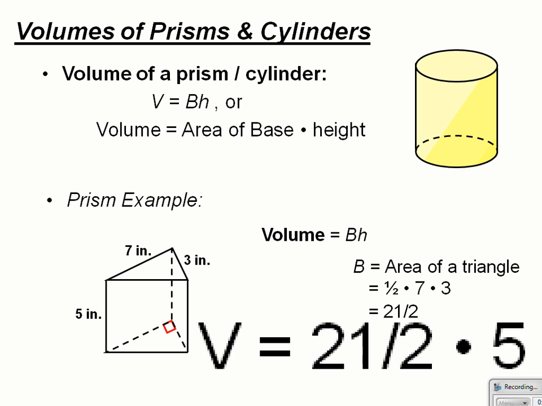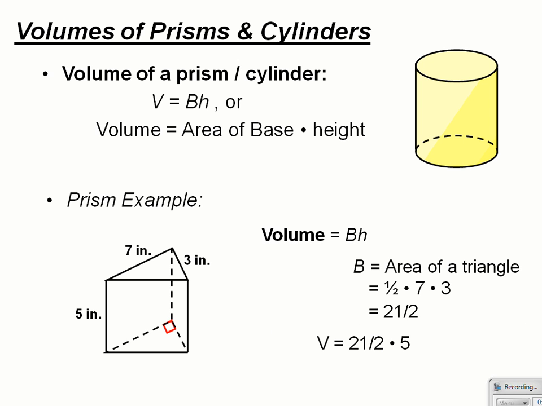If we multiply the area of the base times the height of the prism, in this case 5 inches, then we'll be able to obtain the volume of the entire prism, 105/2. Yes, you could certainly calculate that out to 52.5, but again, for good mathematical exercise, we're going to keep it as an improper fraction.